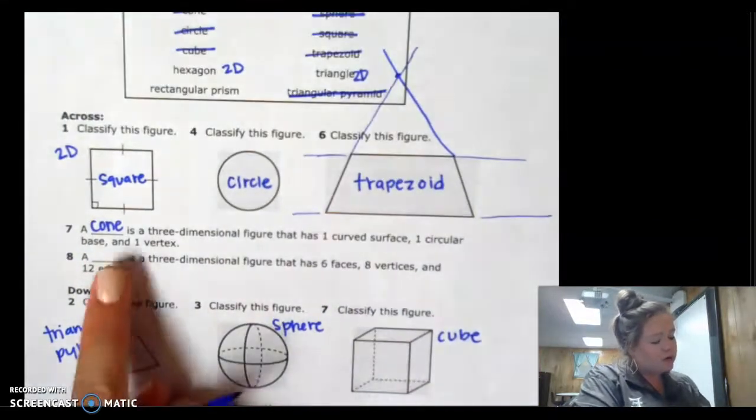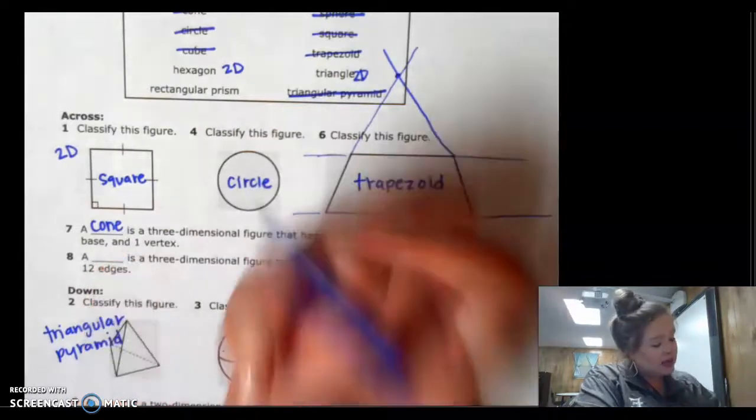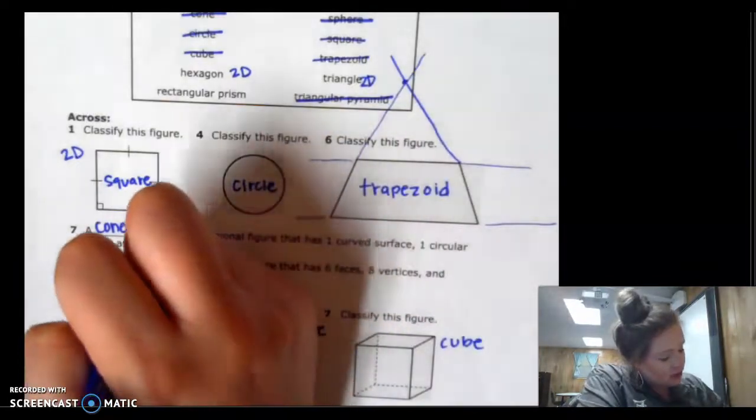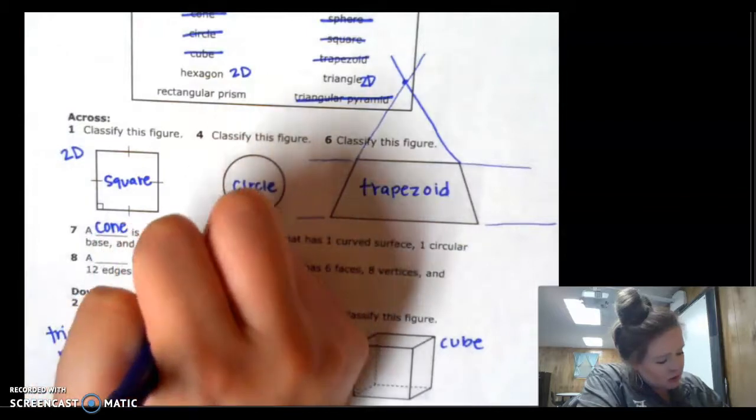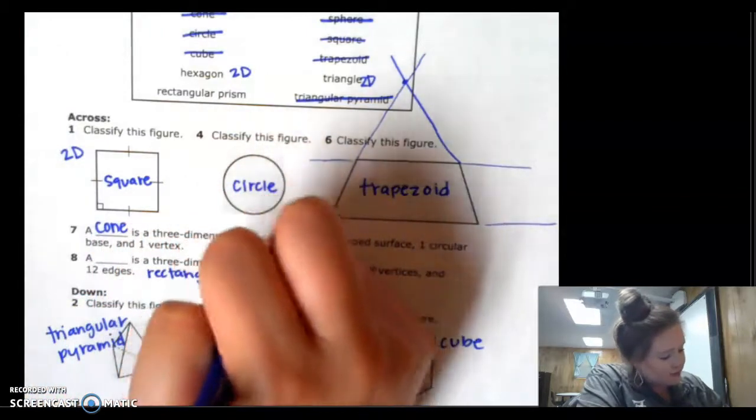So since we know that this one is a cube, and we weren't sure about this one, number 8, this one is a rectangular prism.